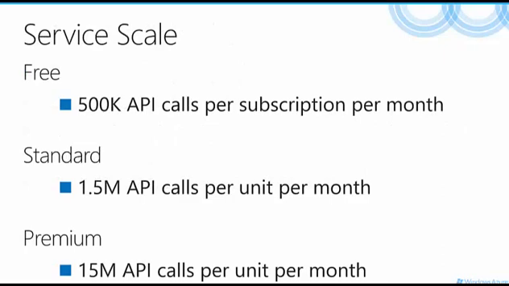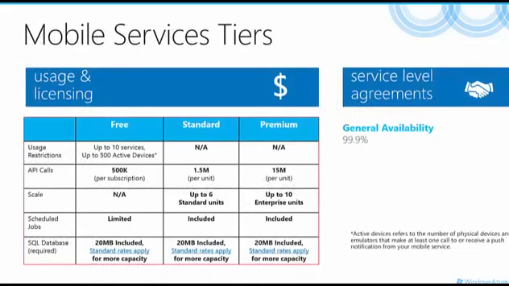So let's talk more about the scale options. First, there is a free level of Mobile Services which gives you 500,000 API calls for your whole subscription per month. The standard is 1.5 million API calls per unit in a month, and premium is 15 million API calls per unit in a month. Let's look at the tiers in more detail. For SQL database, there's 20 megabytes free that you can use, but SQL is charged separately for Mobile Services.